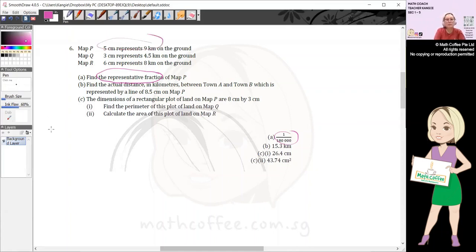So they want Map P. So let's take a look. Map P, so 5 cm represents 9 km. Straightforward. Change to 1 cm first. So 9 divided by 5, I get 1.8 km.